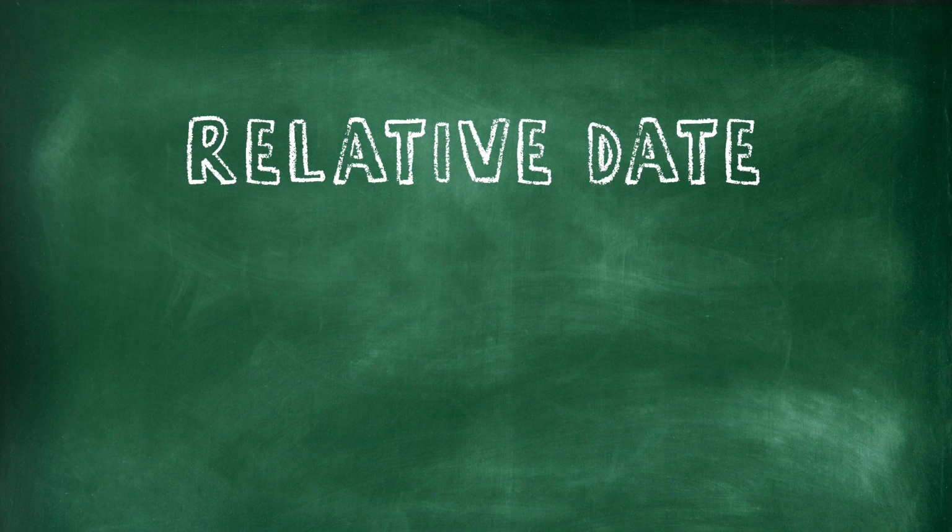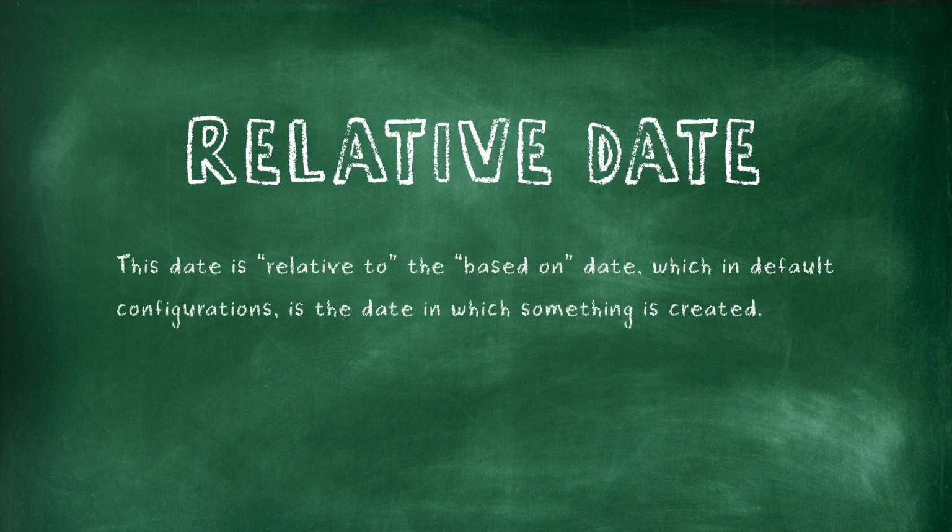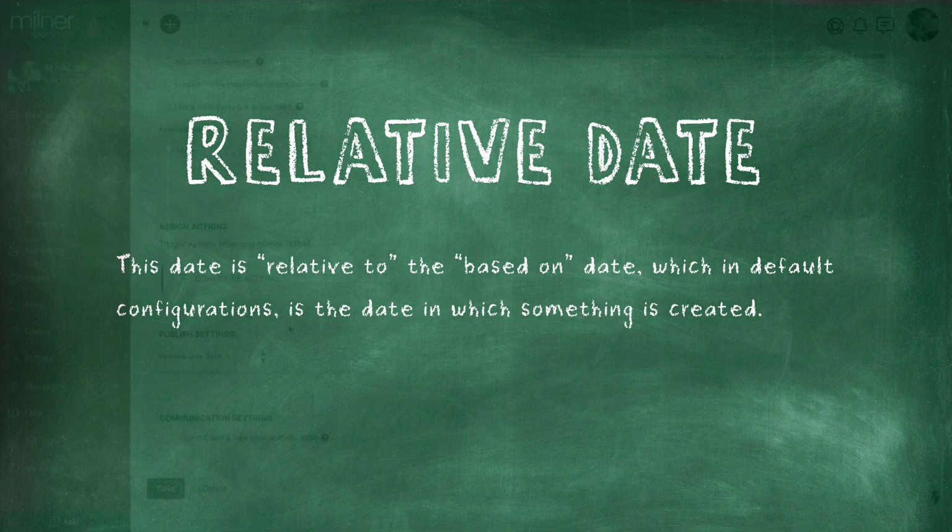Relative date. This is one we've all seen and most likely understand, but I want to be thorough. Simply put, this date is relative to the based on date, which in default configurations is the date in which something is created. A relative due date is not predefined. It's just a tool to help us define a date in the context of an automation.